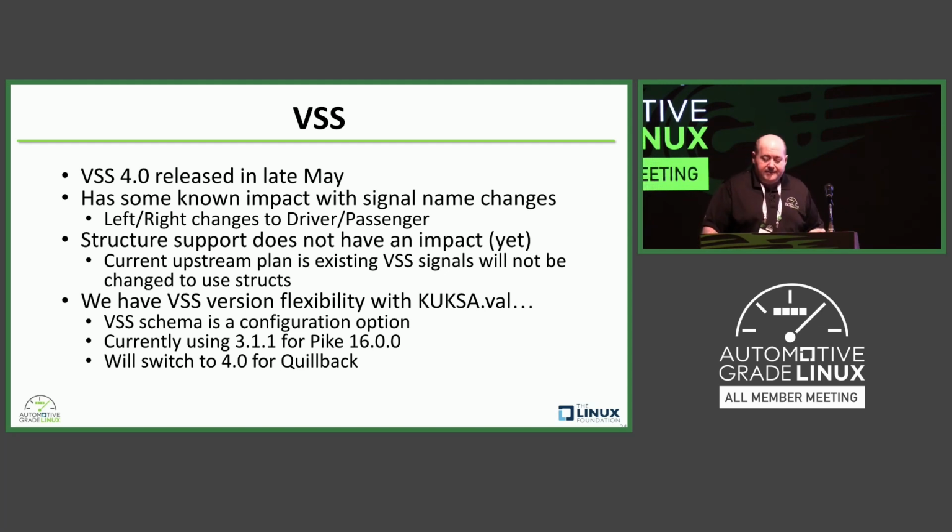One benefit, it makes sense when you think about it, is KUKSA.val doesn't tie us to a specific version of VSS. You can configure it to use whatever VSS tree you want. Currently we're still using VSS 3.1.1, even though KUKSA.val ships the JSON file that we could switch to 4.0 just by changing the command line option. So right now the plan that I have is to switch us to 4.0 for the next release, Quillback. So that'll be end of the year timeframe.